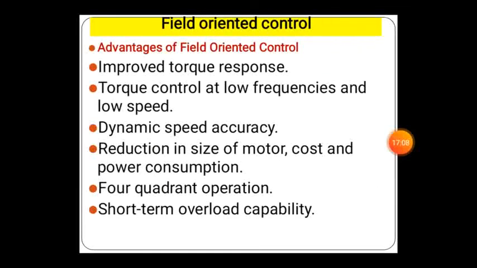Now we are going towards the advantages of field oriented control. What are the advantages? Firstly, it has improved torque response. Then it has torque control at low frequencies and low speeds. It has dynamic speed accuracy. The field oriented control method has a reduction in size of motor, cost and power consumption. It has four quadrant operation and short term overload capability. So these are some advantages. According to that, we can use the field oriented control method for precise control of induction motor drives.